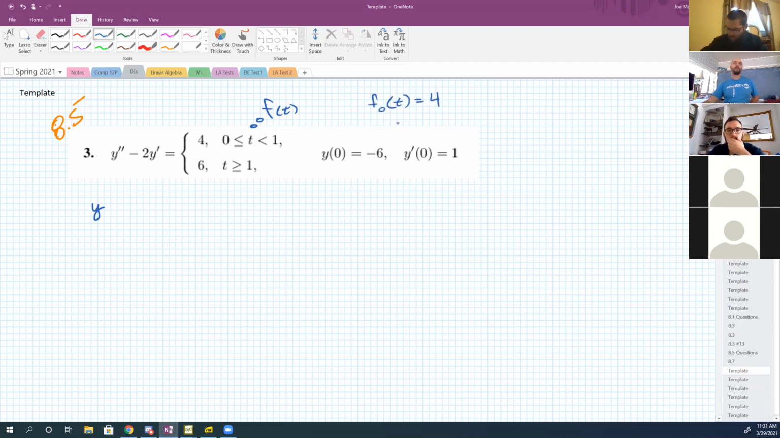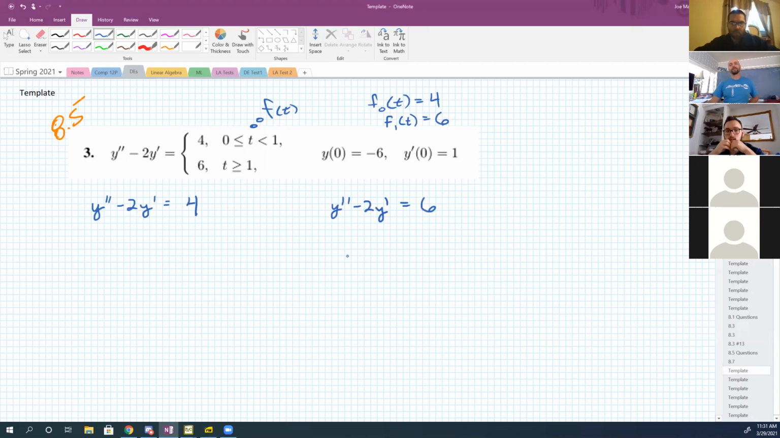Okay. And then what they did is they basically substituted f0 in place of f. So they got the differential equation y double prime minus 2y prime equals 4. And then they solved that via Laplace transform. Then they did the same thing for the other one, so y double prime minus 2y prime equals 6, and they solved that one via Laplace transform.